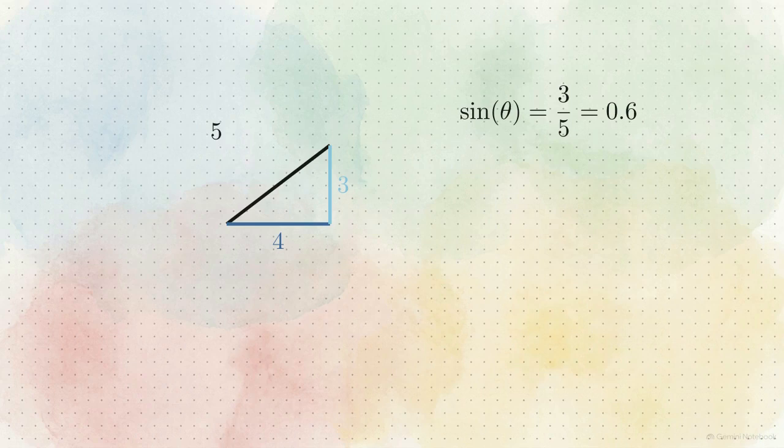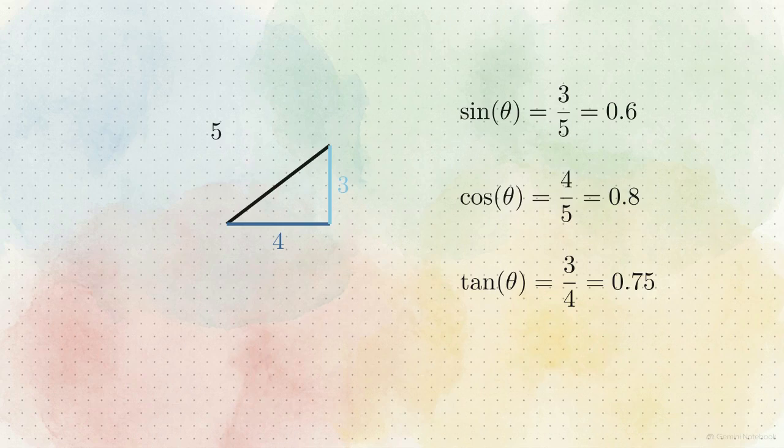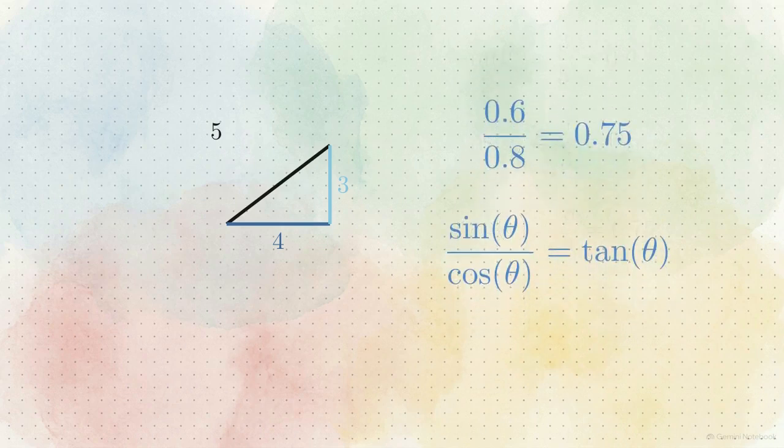which equals 0.6. Following CA, the cosine is the adjacent side over the hypotenuse, 4 divided by 5, or 0.8. Finally, following TOA, the tangent is the opposite over the adjacent, 3 divided by 4, giving us 0.75. Look closely at those results. If you take your sine value of 0.6 and divide it by your cosine value of 0.8, you get exactly 0.75. Tangent is simply the sine divided by the cosine.